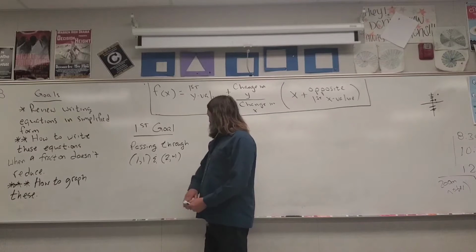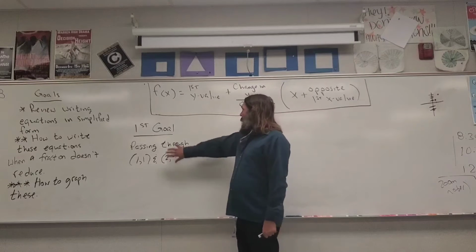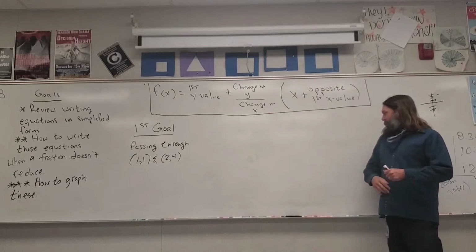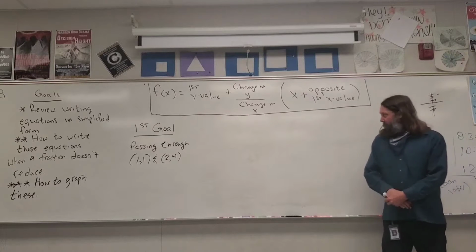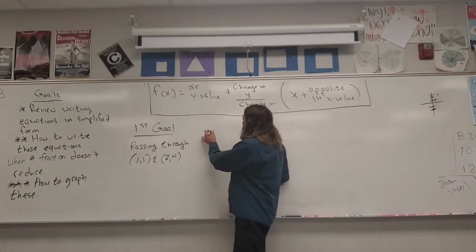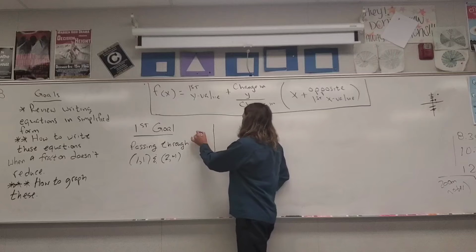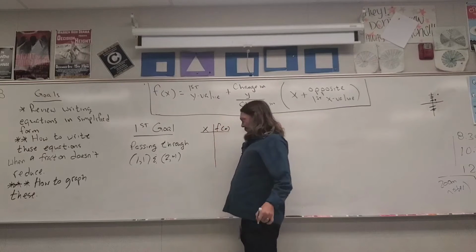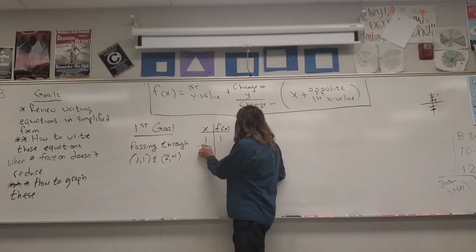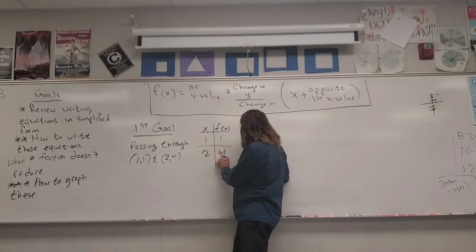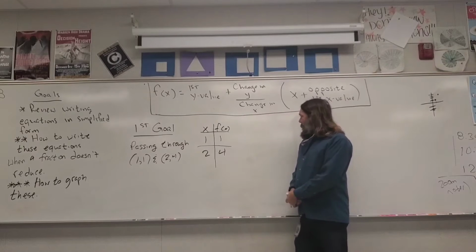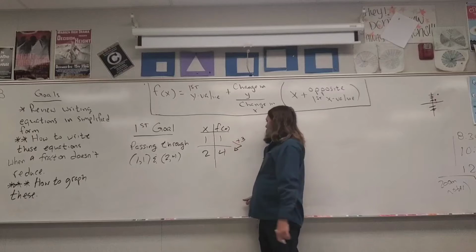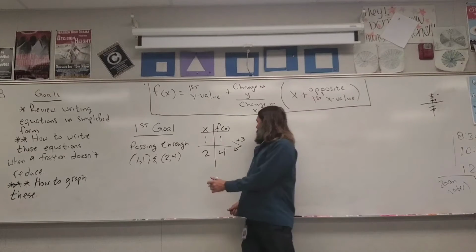So I want to write the equation of the line passing through these 2 points. I have my formula here that I'm going to use. I'm going to simplify my formula, and that'll complete goal 1. So I'm going to fill out my table. All right, and to go from 1 to 4, I need to go by adding 3. And to go from 1 to 2, I need to go by adding 1.